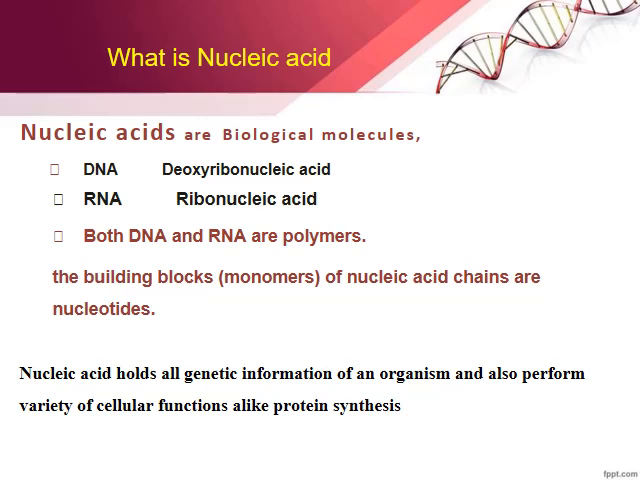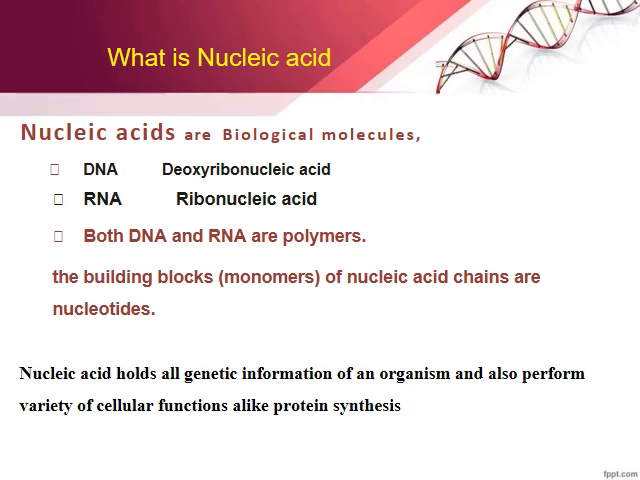Nucleic acid is a biological molecule. We know it as DNA and RNA. DNA stands for deoxyribonucleic acid and RNA stands for ribonucleic acid. DNA and RNA both are polymers. What is a polymer? Polymers are molecules which are made up of many smaller units known as monomers. Different monomers combine through a condensation reaction to form a polymer. So DNA and RNA both are polymers, and the monomers used in making DNA and RNA are nucleotides.